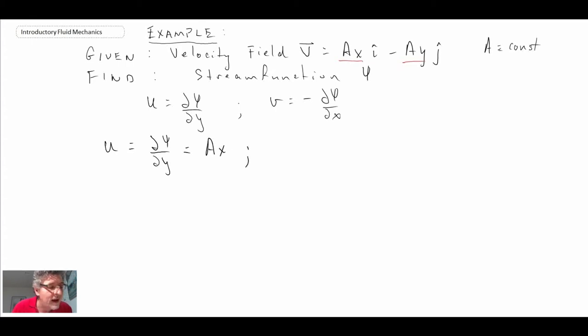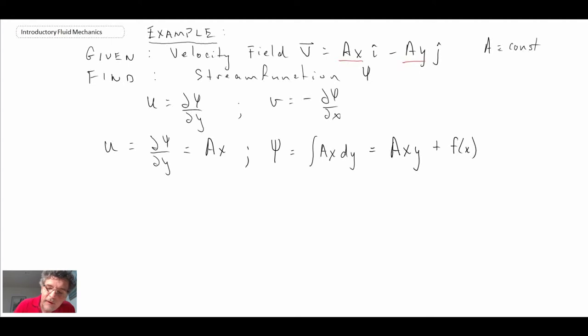So with that, we can integrate. We get the integral of ax dy, and when we integrate that, we get axy plus some constant of integration. Here I'm going to say that it's a function of x, because notice we're integrating with respect to y, so really it could be a function of x or it could be a constant. At this point, it's unknown.